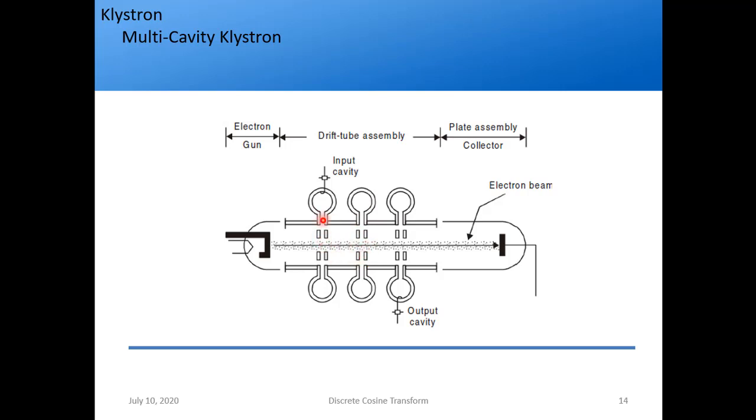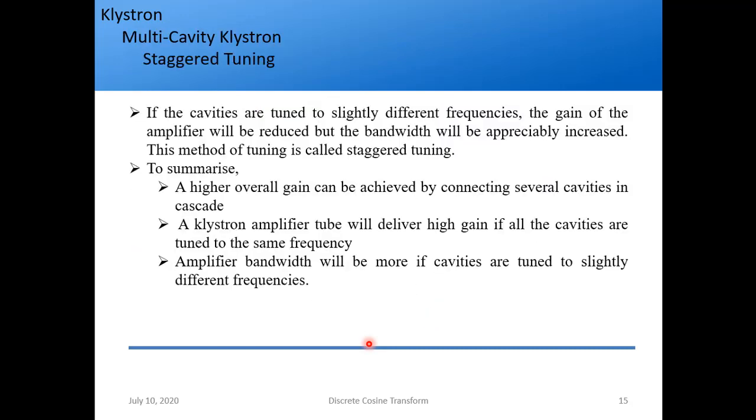The bunch which is formed here comes here and induces electric fields here. Remember, output is not taken here; the output is taken at the end. So this bunch induces electric fields which further enhance the bunching. Here more stronger bunches are formed. This stronger bunch again comes here and we get an amplified output as compared to the two cavity klystron. So that is the working of the klystron.